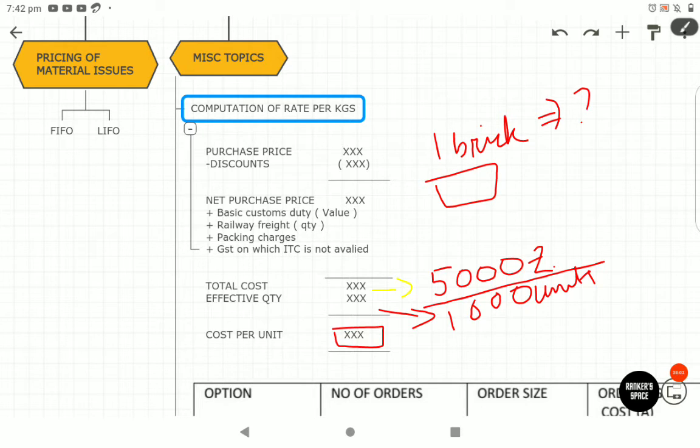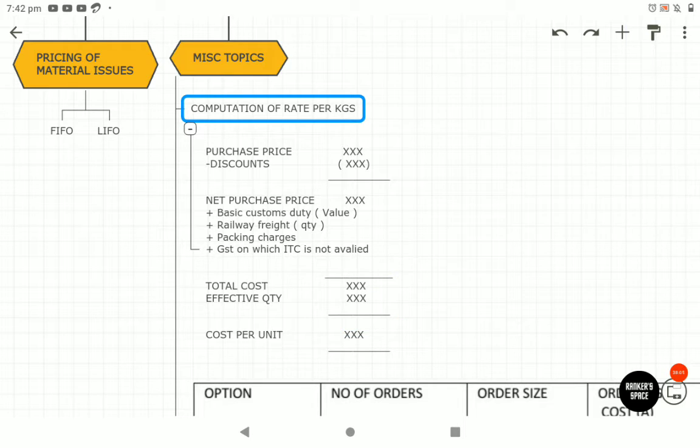Okay, clear? That's it. Very simple computation of rate per kg. So this is the format that you have to follow. Two things I told you here: cash discount, don't take it, and GST on which input tax credit is availed, don't take it. Okay, very simple.